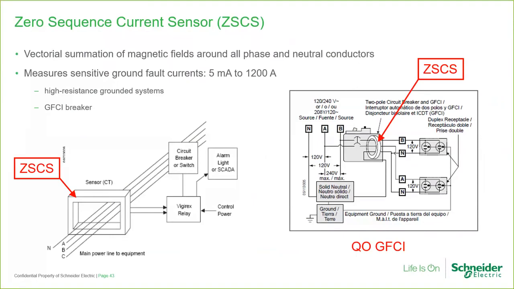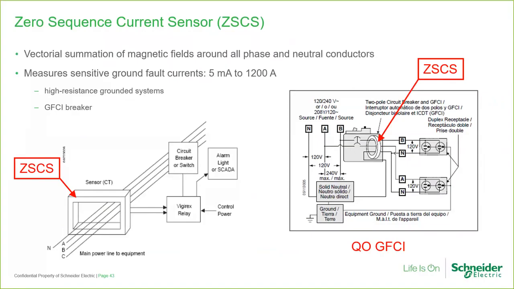In a zero sequence current sensor, the phase and neutral cables are bundled together and run through the center of the current sensor window, just as shown here. Any residual magnetic field from the conductors will be captured in the iron core of the current sensor. The current in the secondary winding of the zero sequence current sensor will be proportional to the ground fault current.